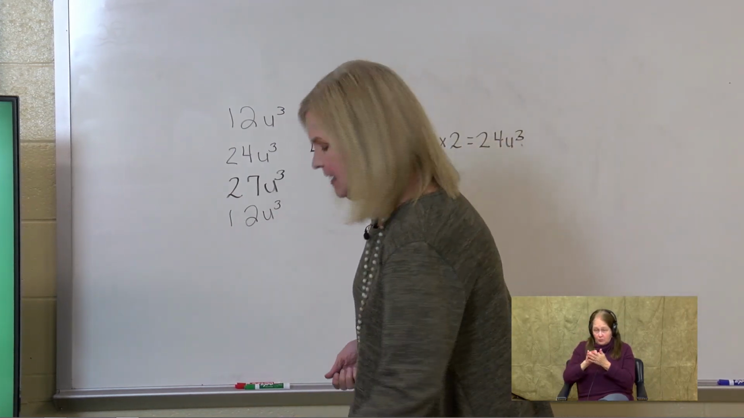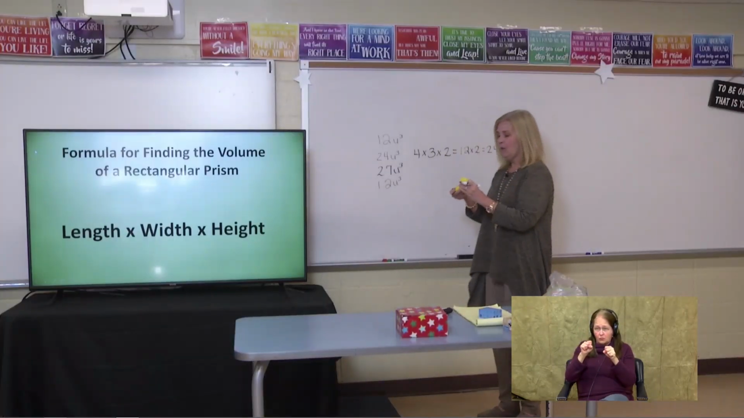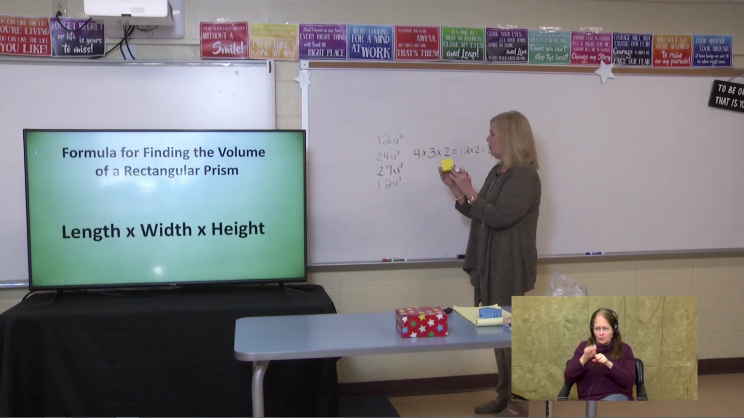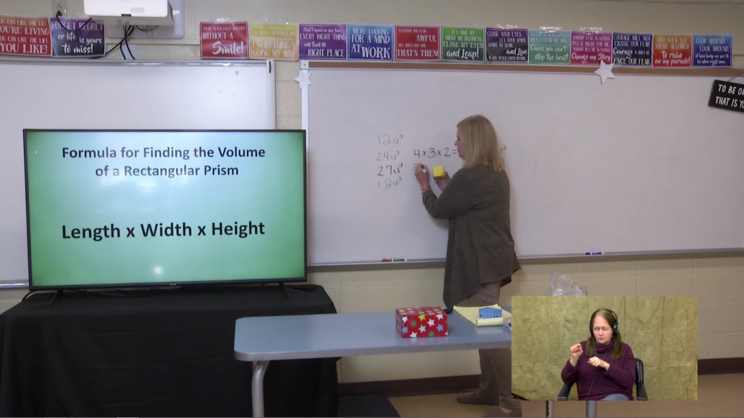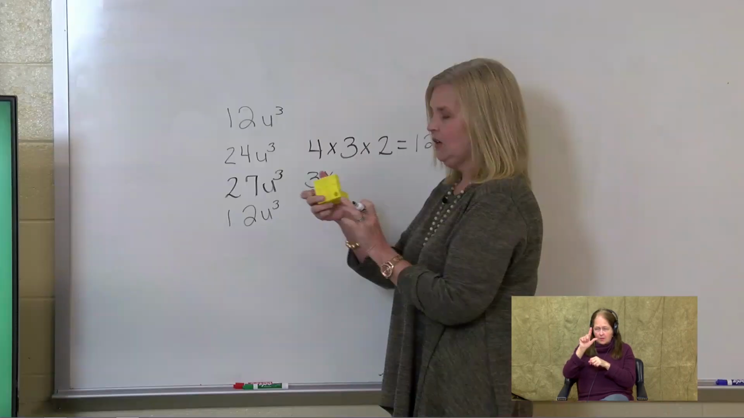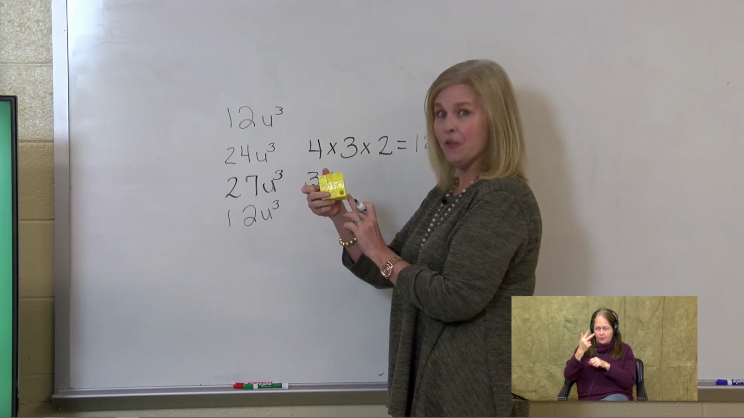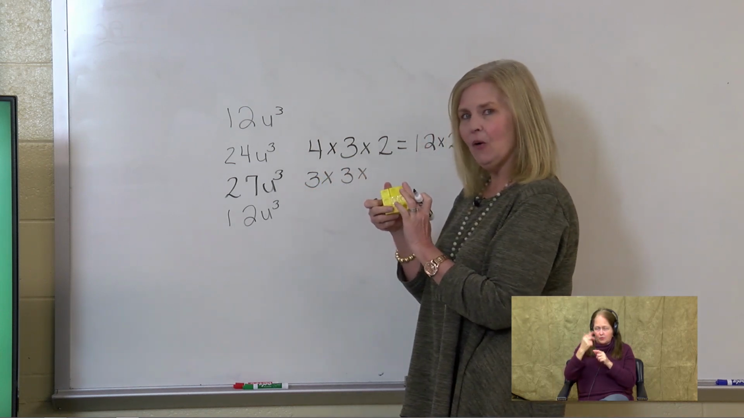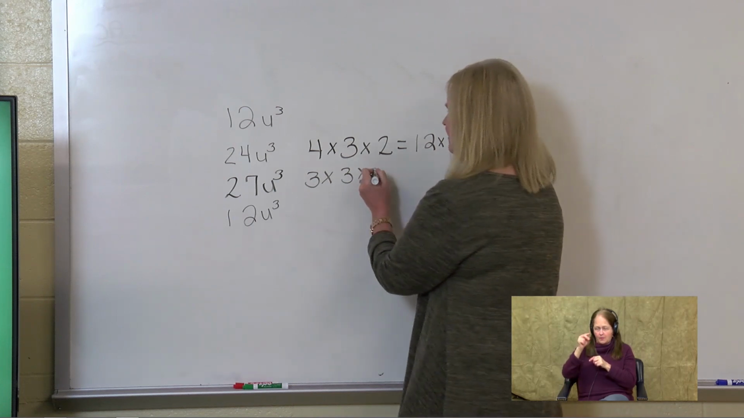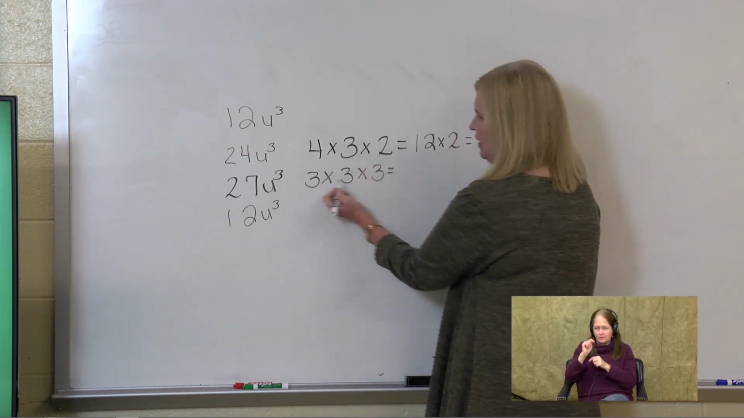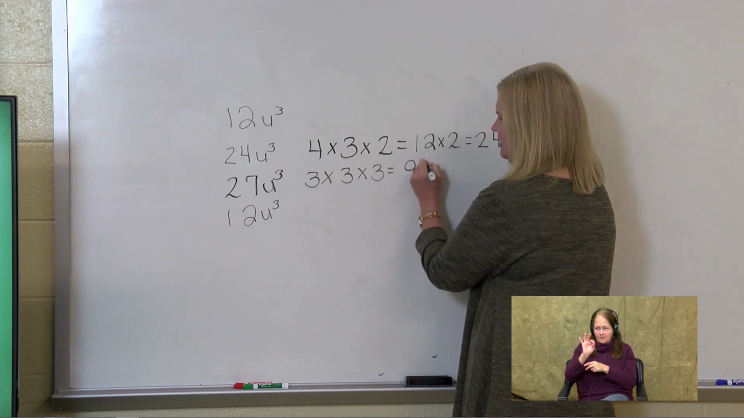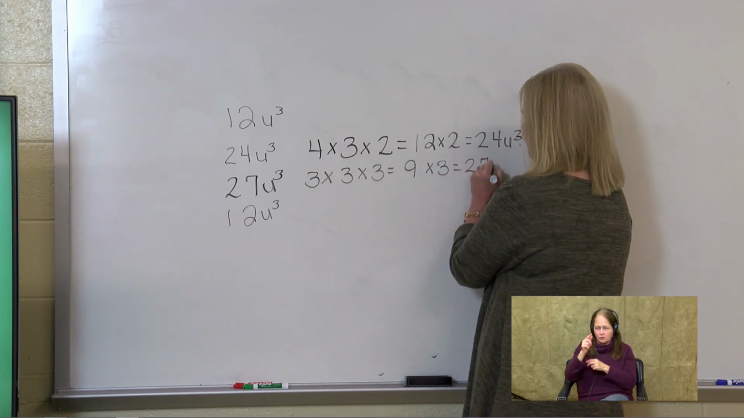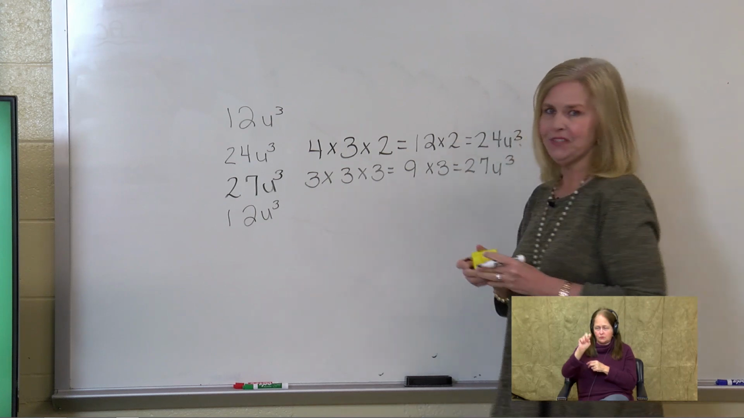Okay, now let's take the one that's going to make a square. We have 3 going across for the length. We have 3 going back for the width. And then we have 3 going up for the height. So 3 times 3 is 9, times 3 is 27 units cubed.